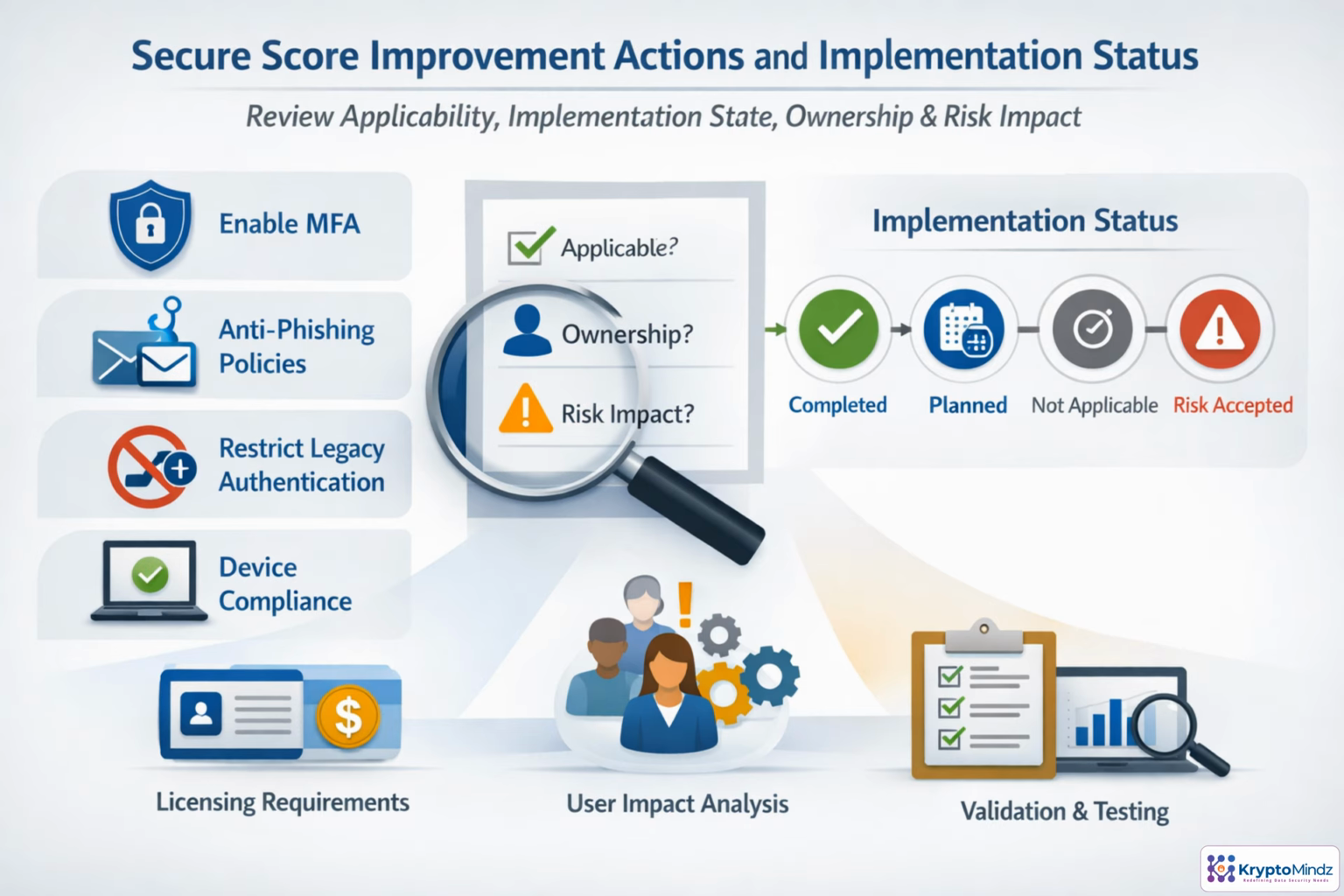Recommendations become useful when they are treated as managed work items. For each improvement action, ask, does it apply to our environment? Who owns it? What risk does it reduce? And what must be true before we implement it? Enabling MFA may be straightforward. Blocking legacy authentication or enforcing device compliance may require licensing checks, user impact analysis, and a phased rollout. Status labels like completed, planned, not applicable, or accepted risk create accountability. And the score is only the starting point. Validate the control through configuration review, reporting, and operational testing.